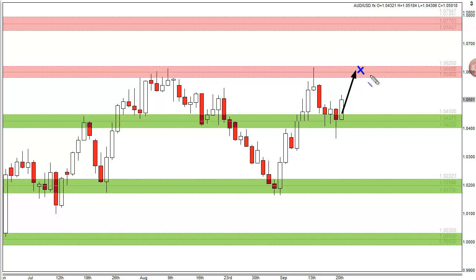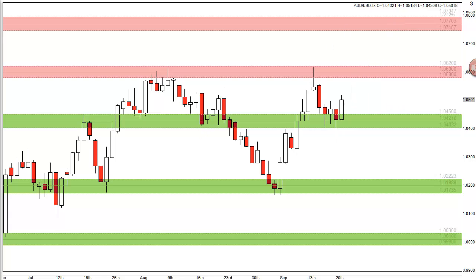We know that there are sellers here that want to sell and they want to push price down. So we know as price approaches this area that price might turn around. And if it doesn't, we know that when price approaches the next resistance area, it might turn around. So that is very valuable information.